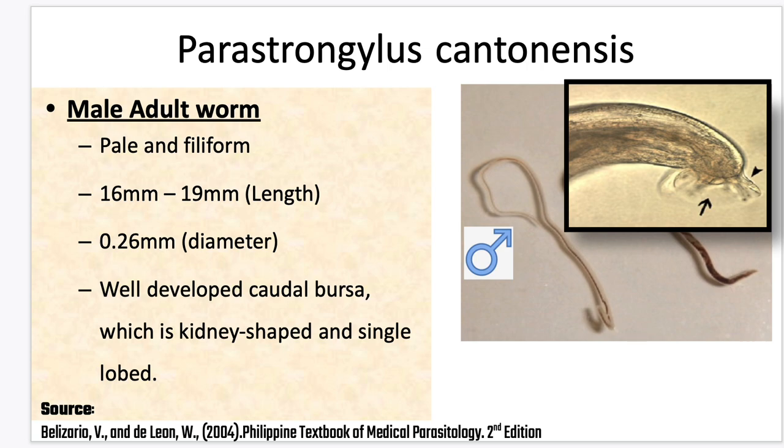So your male adult worm, they are filiform, and they can go up to 16 millimeters to 19 millimeters in length, and its diameter is around 0.26 millimeters. They have a well-developed caudal bursa, and it is kidney-shaped and single lobed.